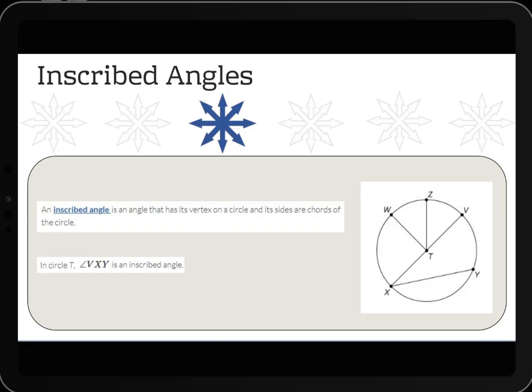Now, the inscribed angle is an angle that has a vertex that actually lies on a circle as opposed to at the center of the circle. And you'll also notice that the sides of an inscribed angle happen to be chords in the circle. The example that they give is angle VXY, which is an inscribed angle. So that's how we define an inscribed angle in our case: the sides are chords of the circle and the vertex is on the circle.